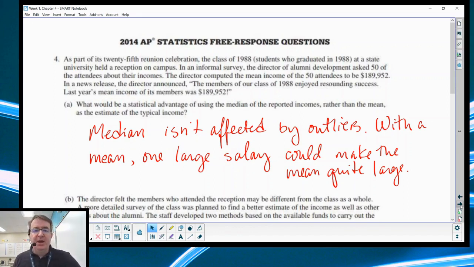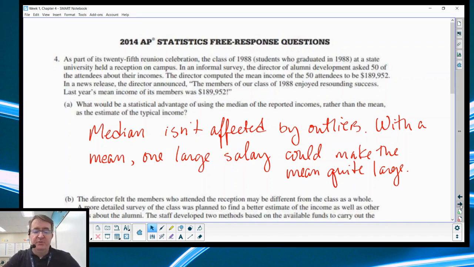The median isn't affected by outliers. So one really high or really low value. In this case, the director of alumni development is like, hey, look how great this is. So you can assume that it's going to be on the high end. So with the mean, one large outlier could skew the whole series of salaries that way, okay? And so that would be enough to answer the question that's there.